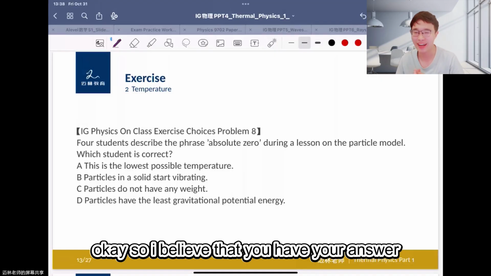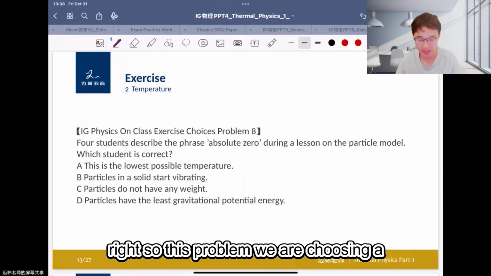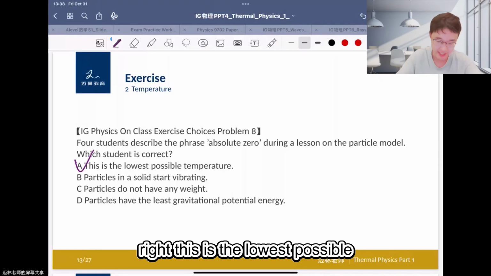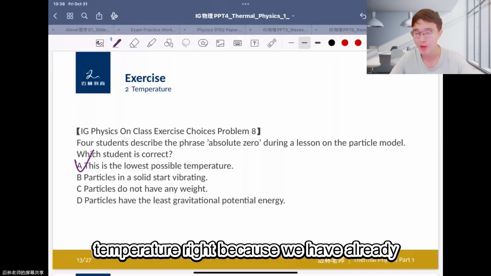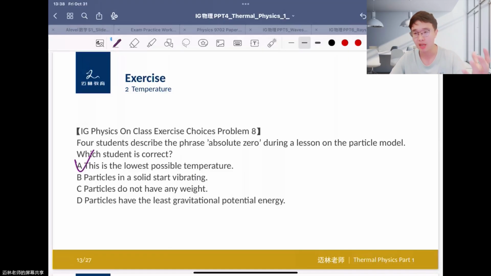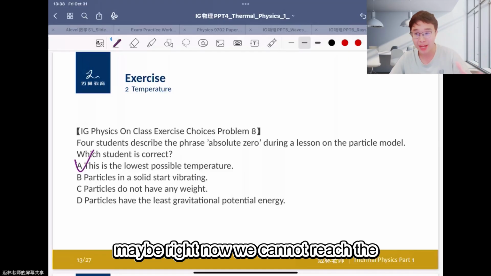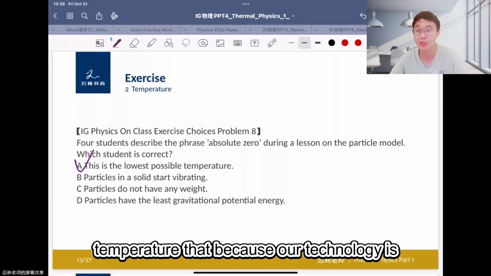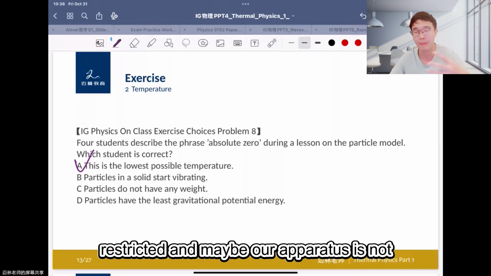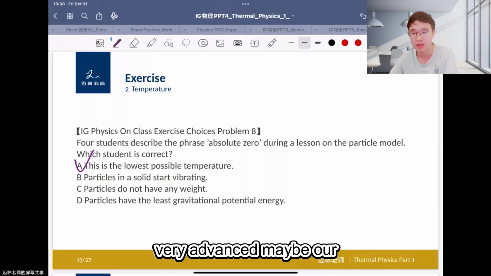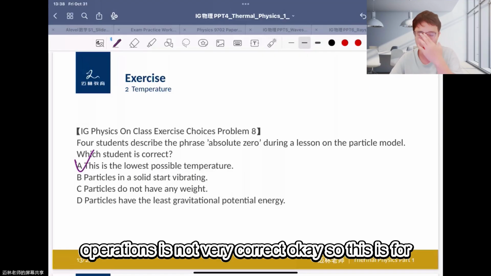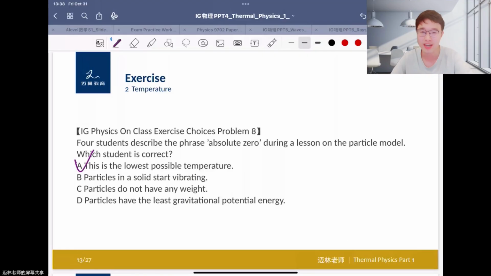Okay, so I believe that you have your answer, right? This problem we are choosing A, right? This is the lowest possible temperature, because we have already discussed absolute zero. Maybe right now we cannot reach the temperature because our technology is restricted, our apparatus is not very advanced, or maybe our operations are not very correct. So this is for absolute zero.